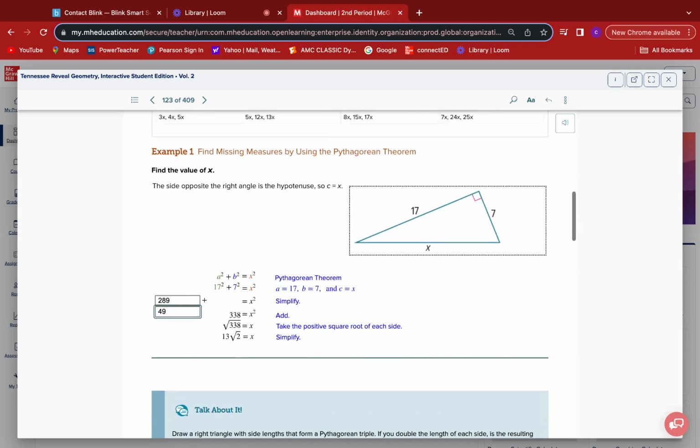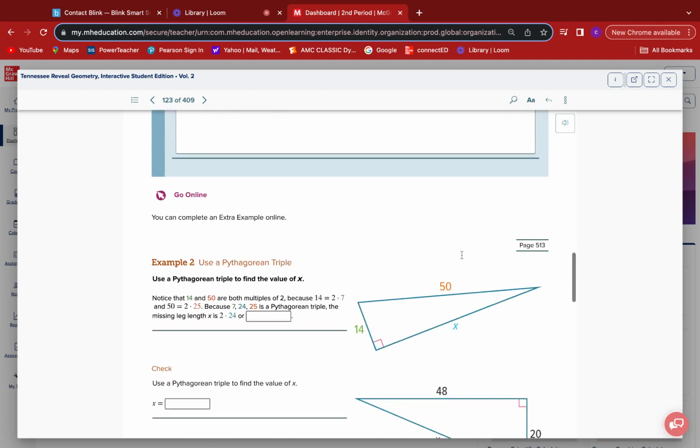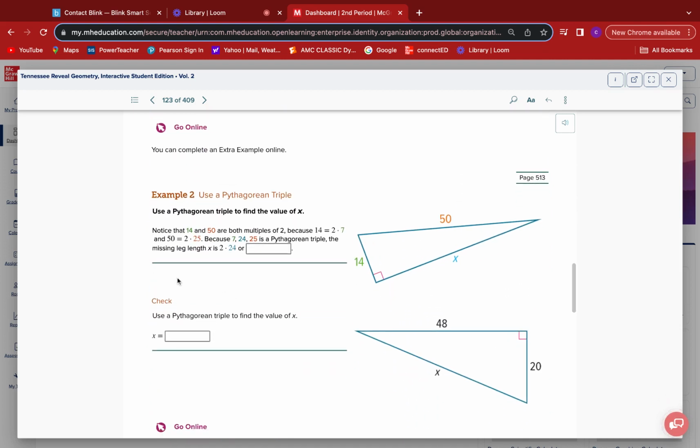I'm going to scroll up here for my visual people. As you can see, there's the 50. So it's going to be 14, 48, 50, 50 being the hypotenuse. It says, notice that 14 and 50 are both multiples of 2, because 14 is 2 times 7, and 50 is 2 times 25. And 7, 24, 25 is the Pythagorean triple. Then the missing length is 2 times 24, which is, of course, 48.